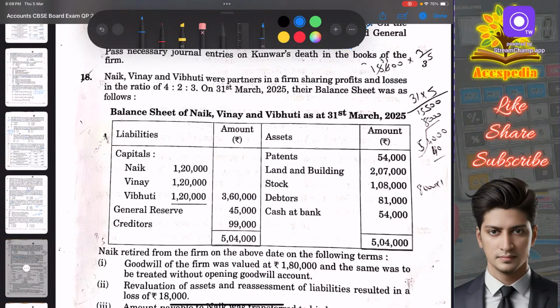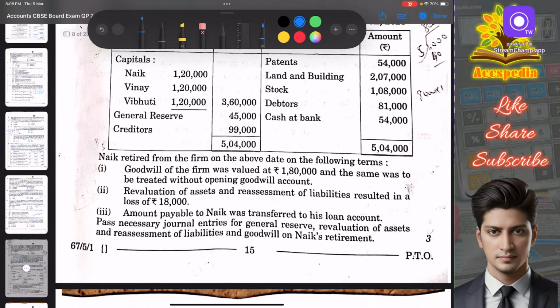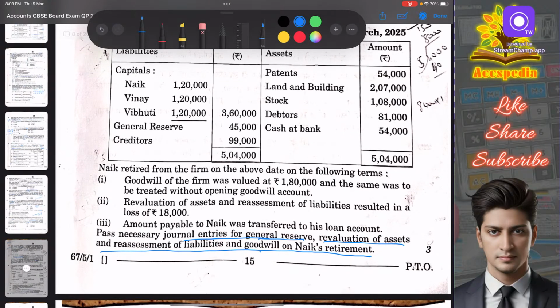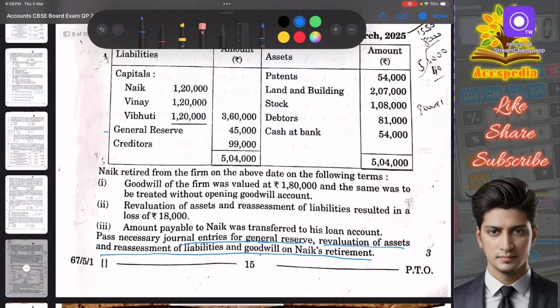Naik, Vinay and Vibhuti are 3 partners in a firm, sharing profits and losses in the ratio of 4:2:3. On 31st March 2025, their balance sheet was as follows. What they are asking is to pass the necessary journal entries for the general reserve, revaluation of assets and reassessment of liabilities, and goodwill of Naik on his retirement. Okay, fine. For the general reserve, I will just tell you.